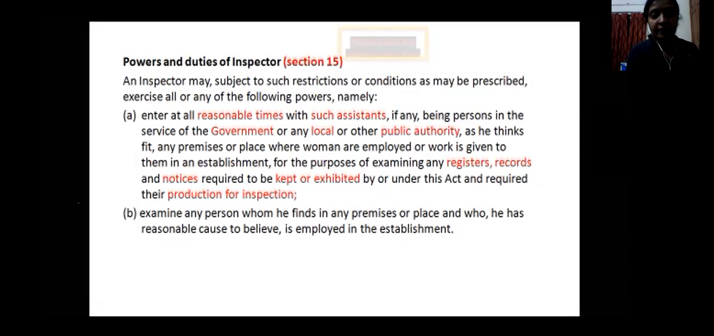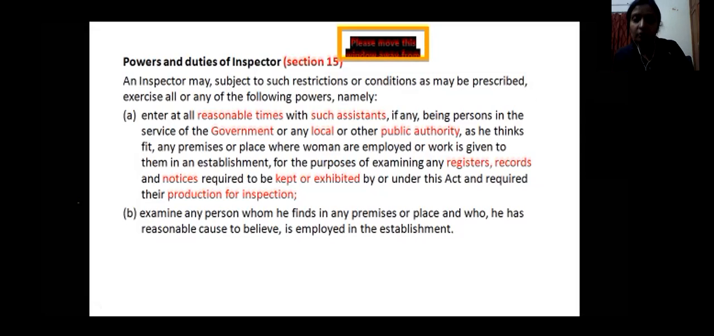Okay, it can also enter the organization at reasonable times. That means the inspector can enter the organization at reasonable times with such assistance. They can bring the assistant along with them, and they can question the person there. Okay, and who will be the assistant? If any, being a person in the service of the government or any local or other public authority. The one who can enter along with the inspector should be either in the service of the government or local or public authority as he thinks fit.